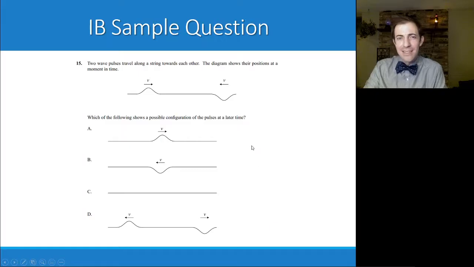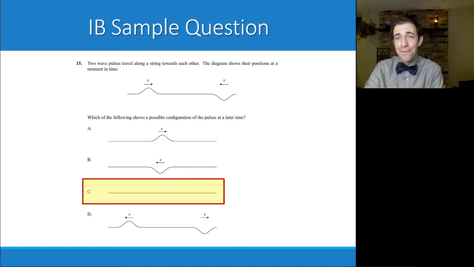Well, at some point down the way, these 2 wave pulses will occupy the same space at the same time. Since they have the same amplitude, just flipped, they are going to cancel each other out entirely and give you C. For a split second, it will look like there's no wave at all. And then, of course, a split second later, they will continue on unchanged. This one will still be on the bottom, it will just be on the left side, and the one on the top will be on the right.